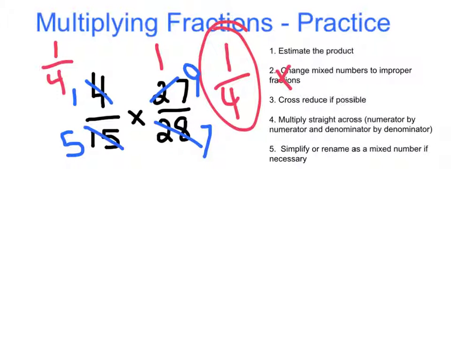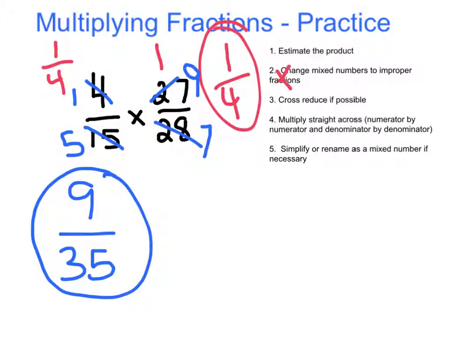Now I want to multiply straight across. 1 times 9 is 9. 5 times 7 is 35. 9/35, well, I know 9/36 is 1/4, so my answer is very close to my estimate.